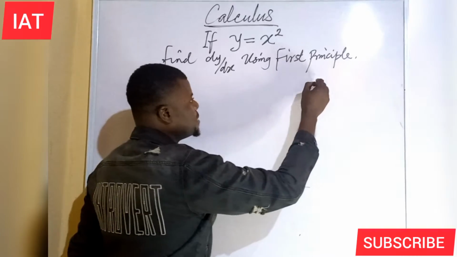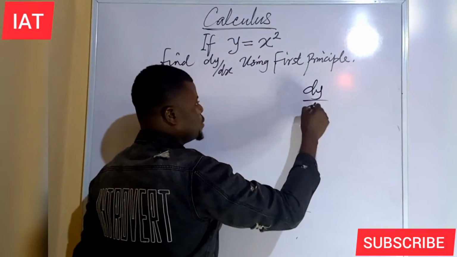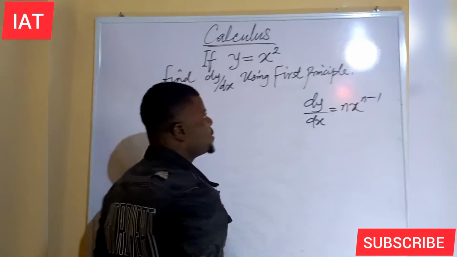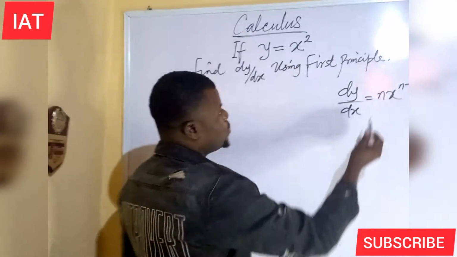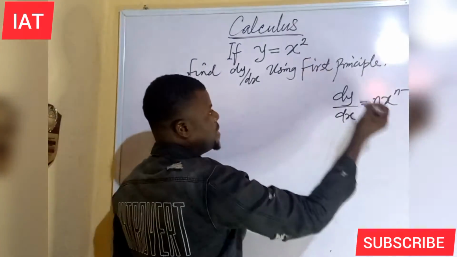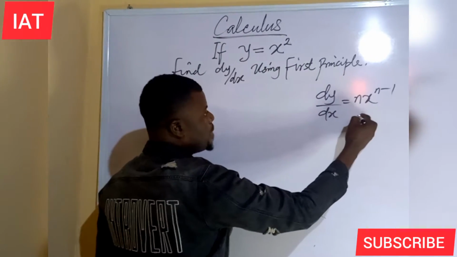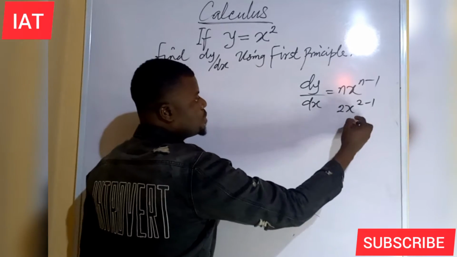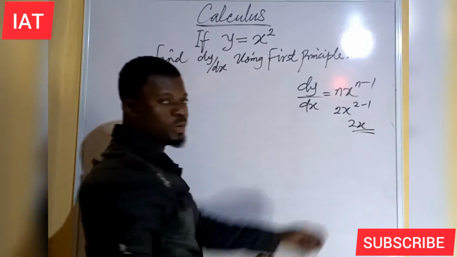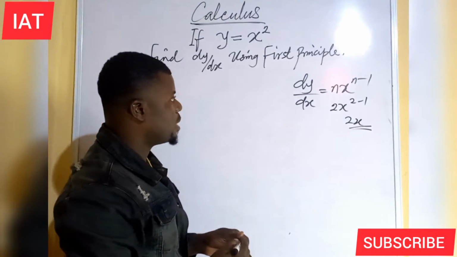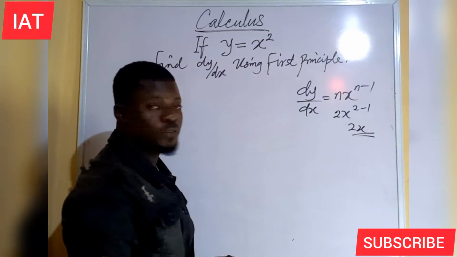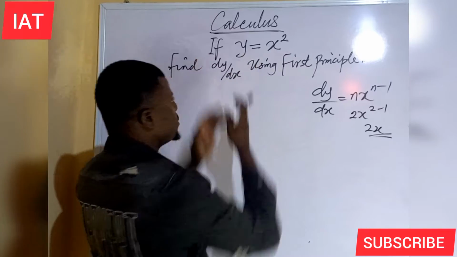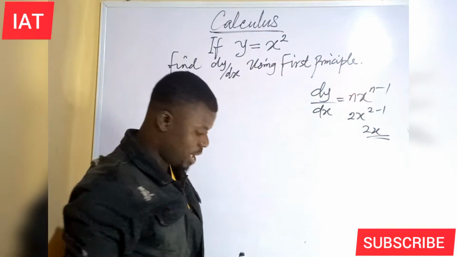Ordinarily, we can use the direct formula of differentiation, dy over dx equal to nx raised to the power of n minus 1, to solve this problem, where n represents the power we are having here. So if we substitute n for the power, we have 2x raised to the power of 2 minus 1, and this will give us 2x. So 2x would have been the answer if we had used the direct formula. But we can still get the same answer using first principle. So that is what we are asked to do.